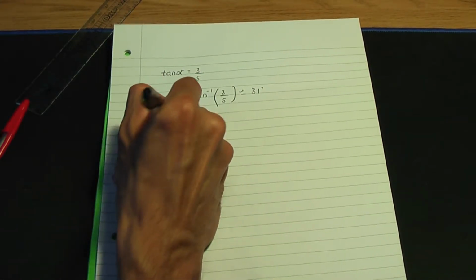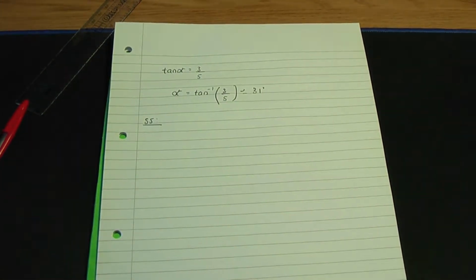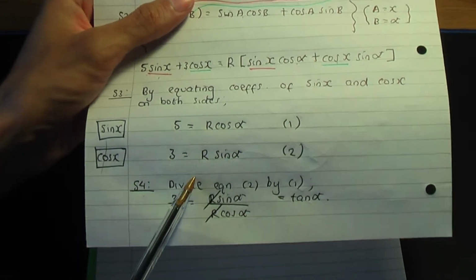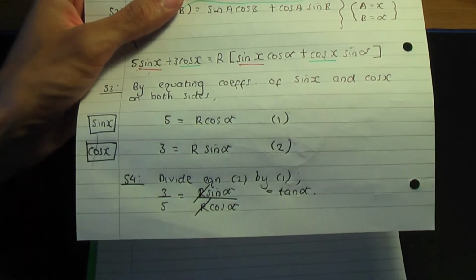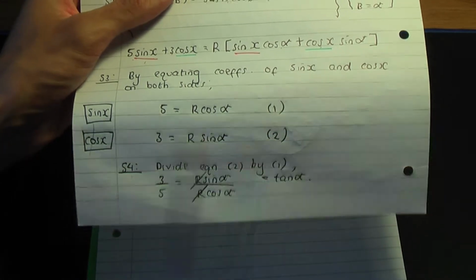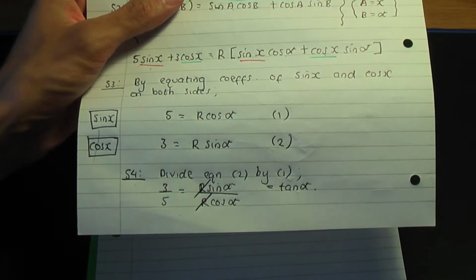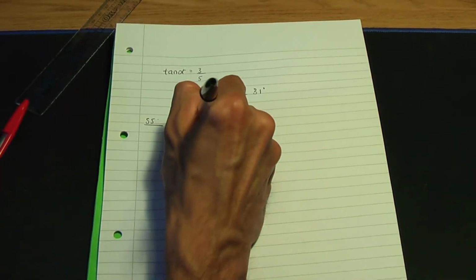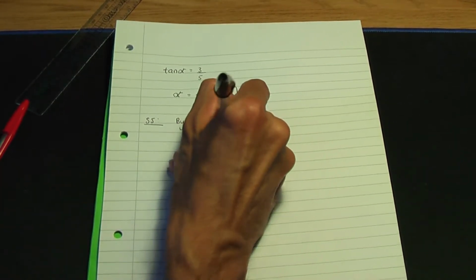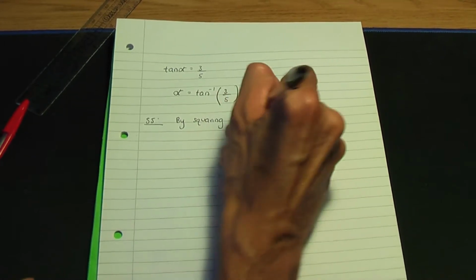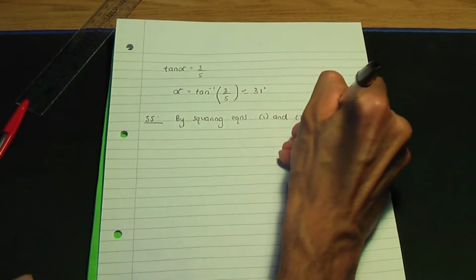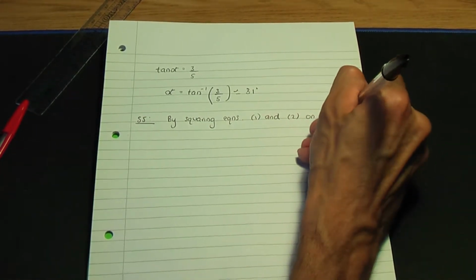In step number 5, the next step, let me show you how to calculate R. To work out R, what I normally do is I first square these two equations. So I square equation 1 on both sides and I square equation 2 on both sides. Let me write down that step. So in step 5, by squaring equations 1 and 2 on both sides.